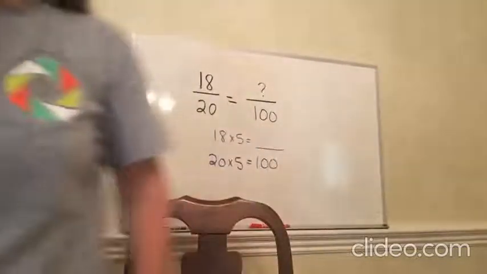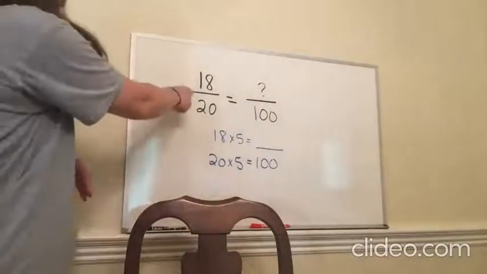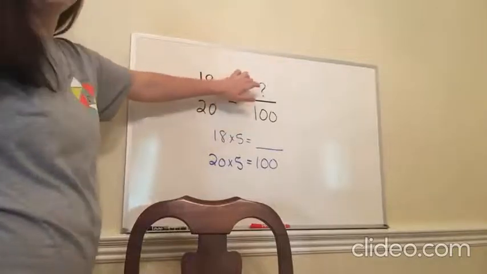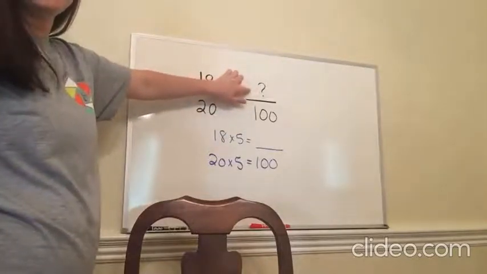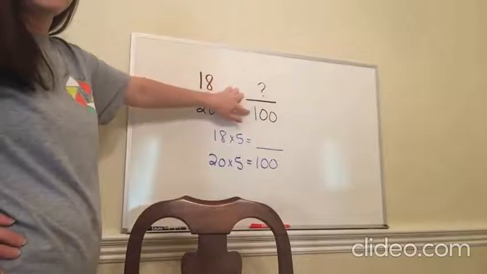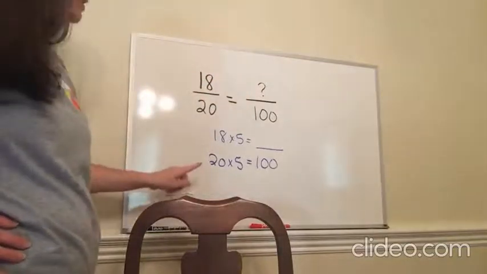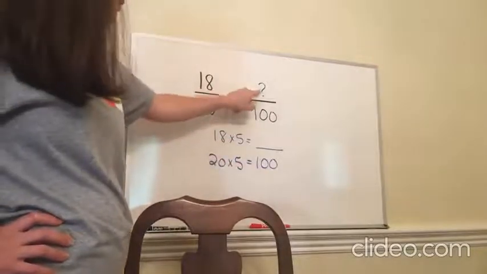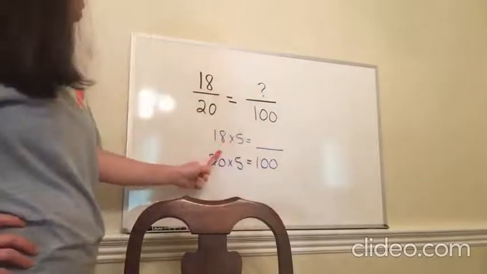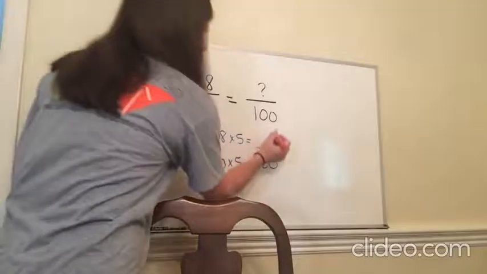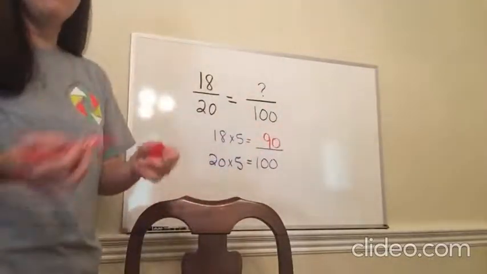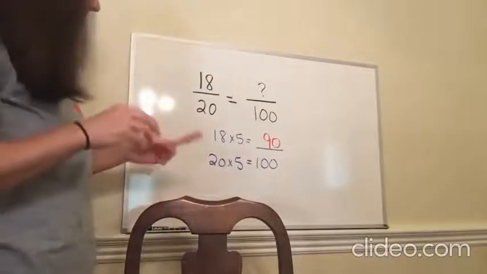So if we look over here, if we have 18 out of 20, to figure out what the percent is, we need to see what number needs to go at the top of this fraction out of 100. So since 20 times 5 equals 100, to figure out this number, we say 18 times 5 equals 90, which is how we arrive at 90%.